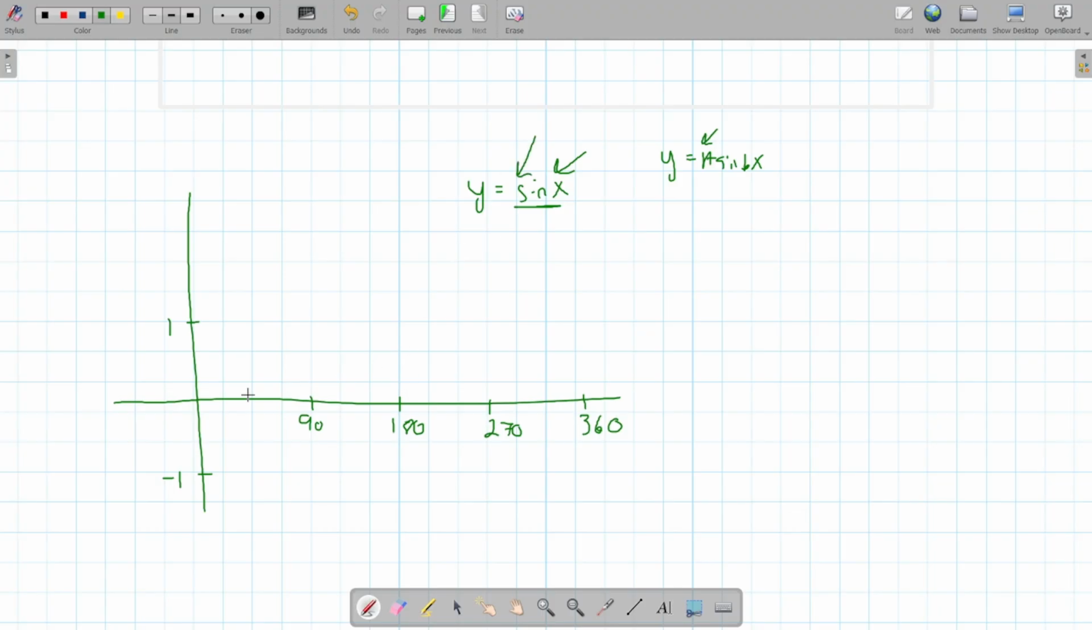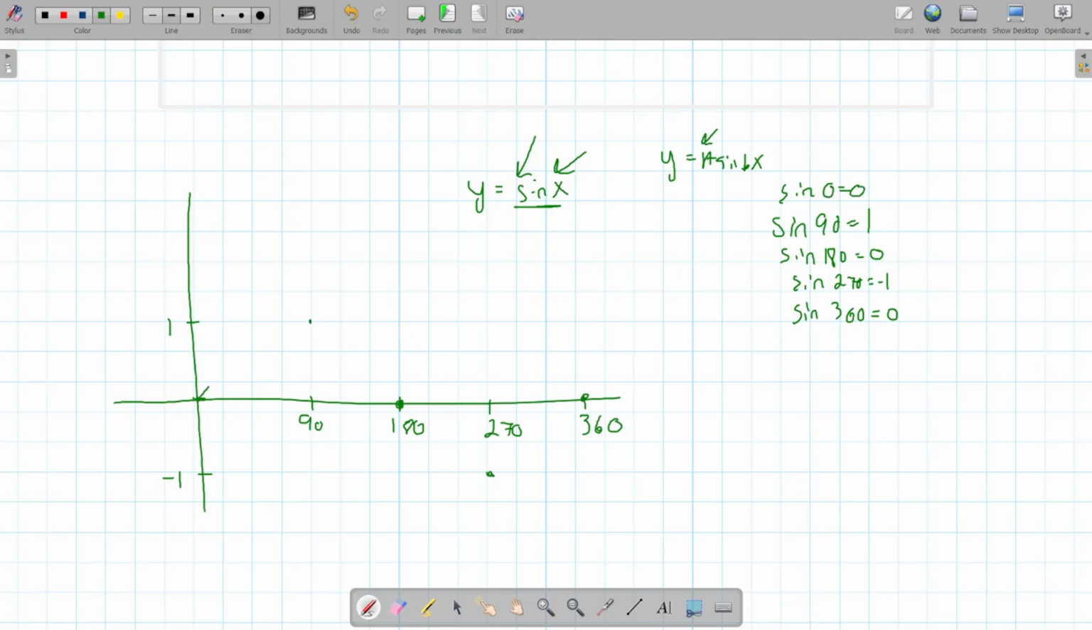If I'm graphing y equals sine x, I have to check what is sine 90, sine 180, sine 270, sine 360. Some of you know it, some of you don't. You can do it on a calculator. Sine 90 is 1. Sine 180 is 0. Sine 270 is -1. Sine 360 is 0. And obviously we start at 0 because sine 0 is 0.